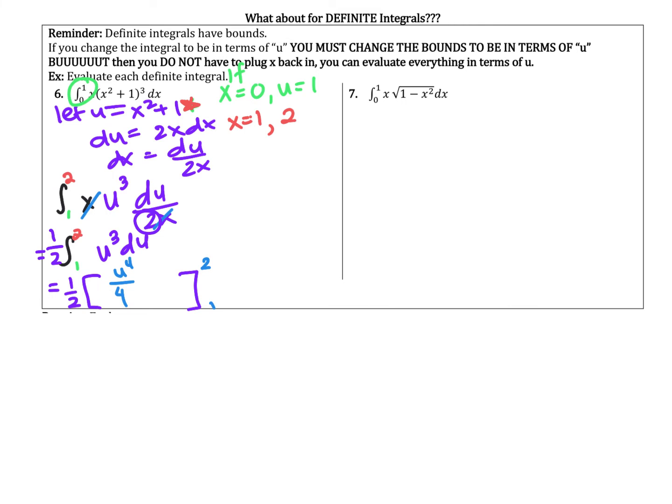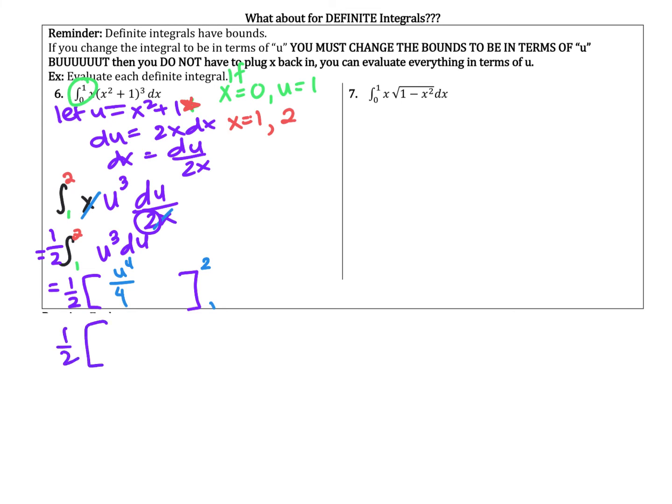When I have bounds on my integral, when I'm looking at a definite integral, I don't ever have to substitute back in what u is equal to, because I already changed my bounds to also be in terms of u. So all I need to do now is plug 2 in, plug 1 in, deal with that math inside, and then multiply that by 1/2. So let's go ahead and do that.